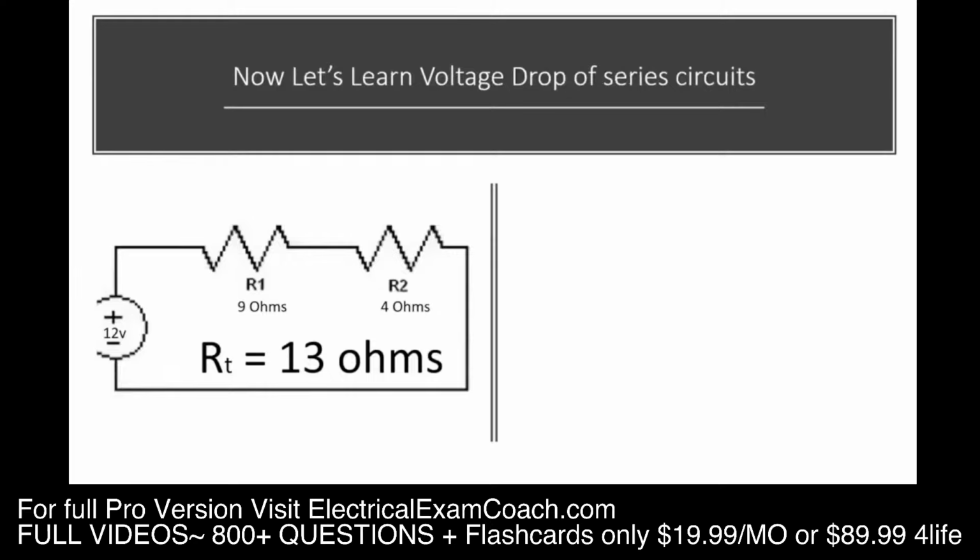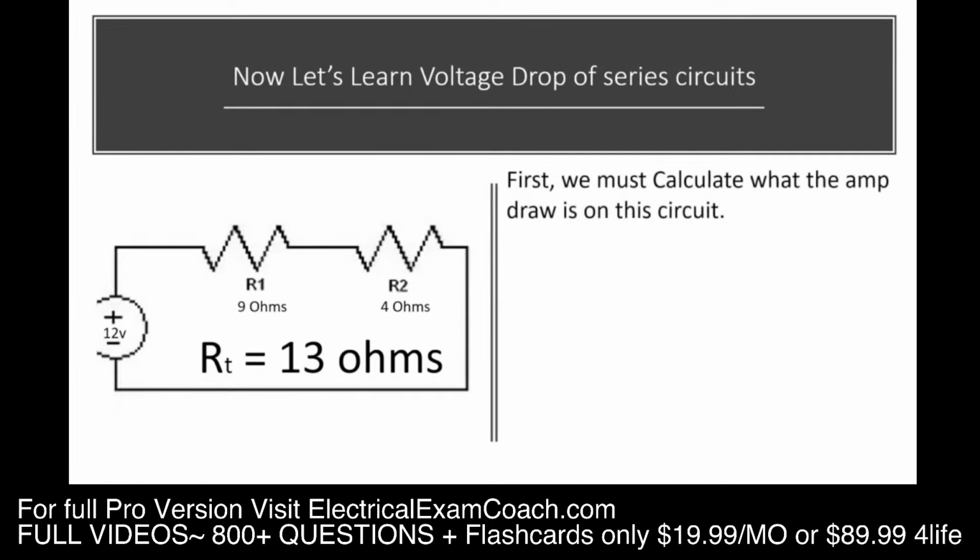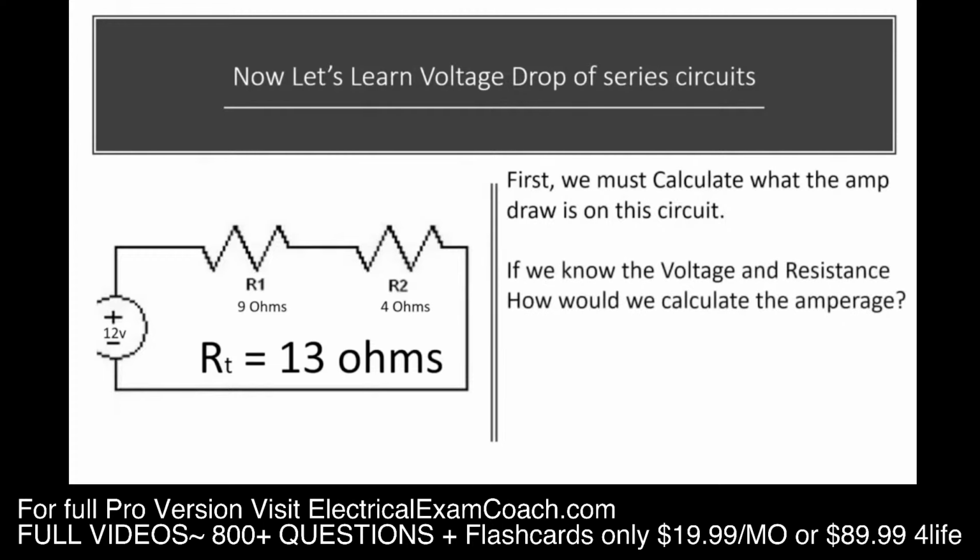Now let's learn about voltage drop of series circuits. First, we must calculate what the amp draw is on the circuit. If we know the voltage and the resistance, how could we calculate the amperage? We learned in week 2, part 1 about Ohm's law. First, we must get the total resistance and then apply Ohm's law. So in this case, it is 9 plus 4. It's going to be 13 ohms.